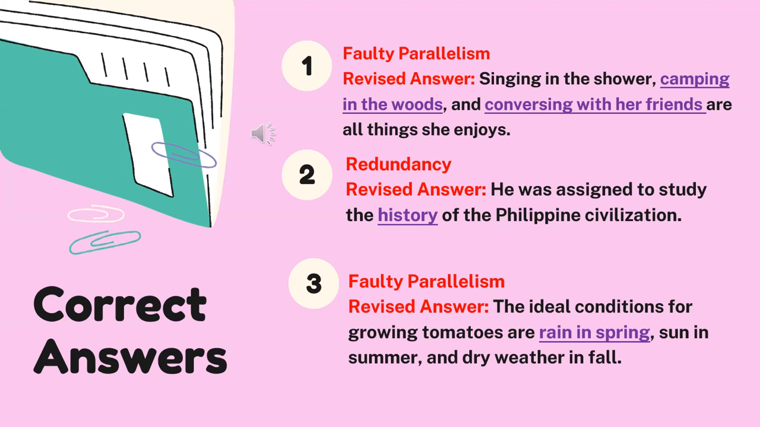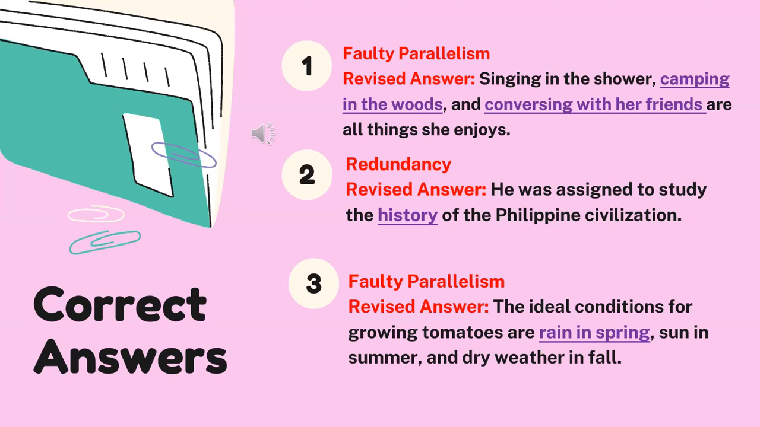she enjoys. Now remember, faulty parallelism happens when there are series of words connected by conjunction, or it could be sentences using coordinating conjunction.